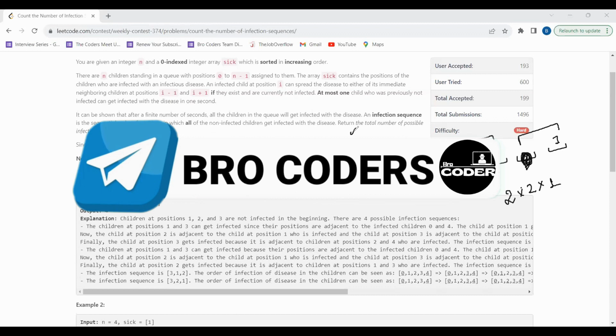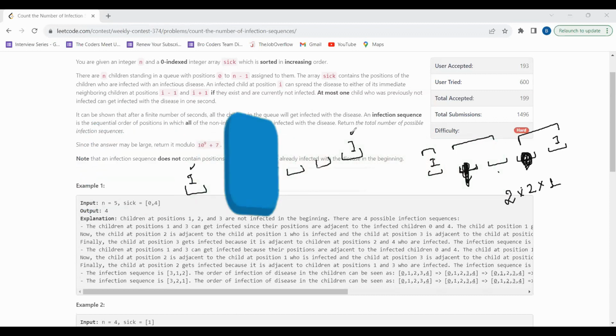These two are infected people. For the infection to spread, how many options do we have? Two. It can either spread to this person or to this person, right? Only two options. Do we have any other possibility? No, right?